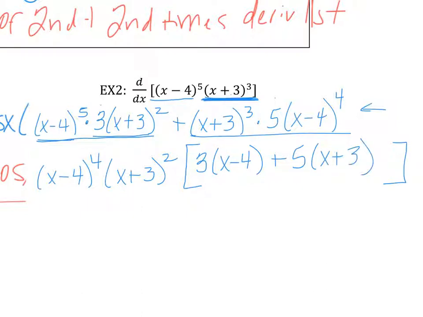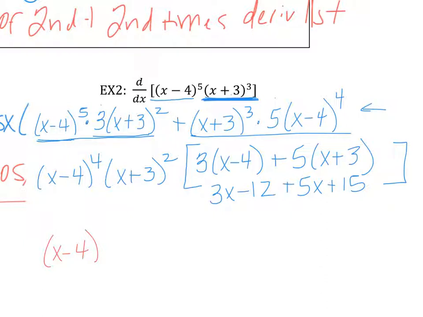And then my last step is just to clean up this parentheses. So I'd have 3x minus 12 plus 5x plus 15. And so my final answer is going to look like this. I'm going to have this stuff that was on the outside, x minus 4 to the 5th. Sorry, x minus 4 to the 4th. I was looking up at that top line. Silly goosey. Let's erase that.